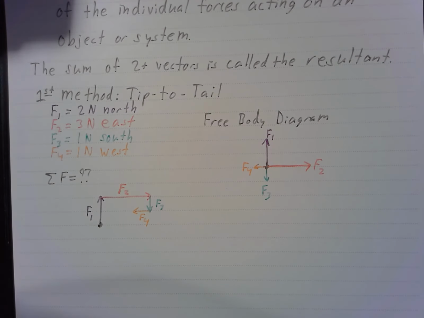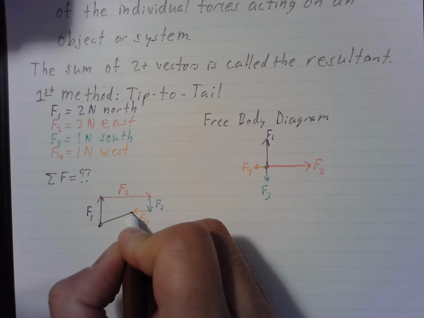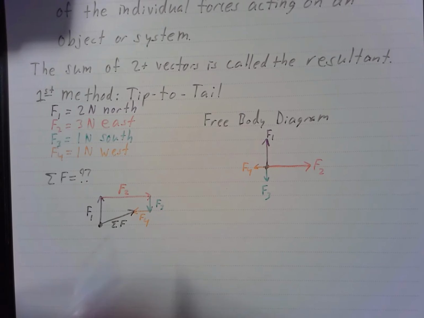Okay, so now my 4 vectors have been added, and the resultant vector is going to be, if I start at my origin, I'm going to draw a 5th arrow from the origin to the tip of the final vector, essentially closing this drawing, and this is going to represent the net force.